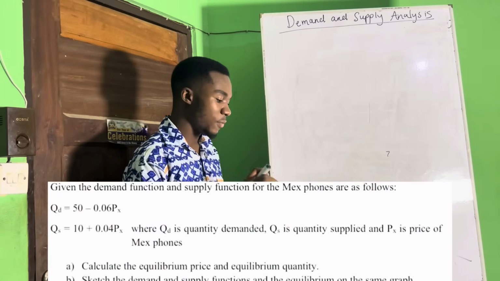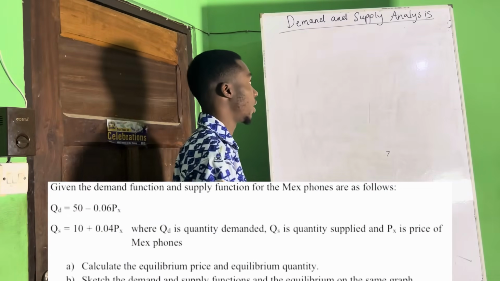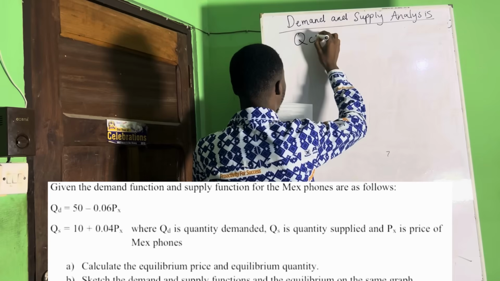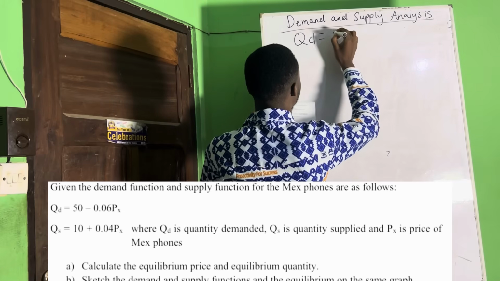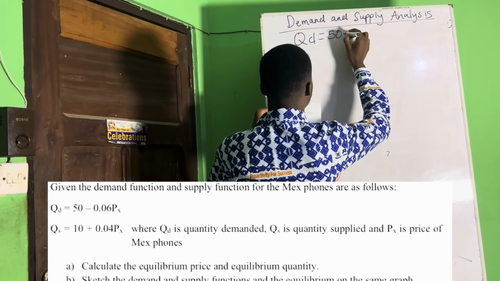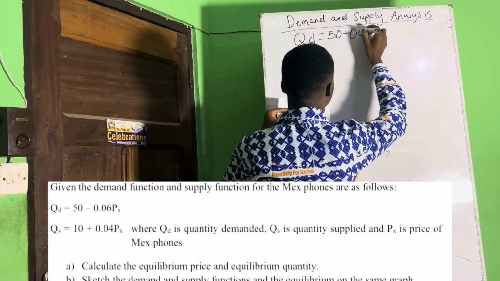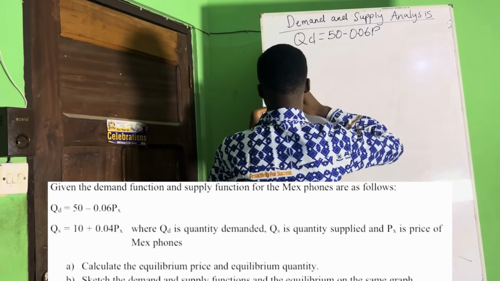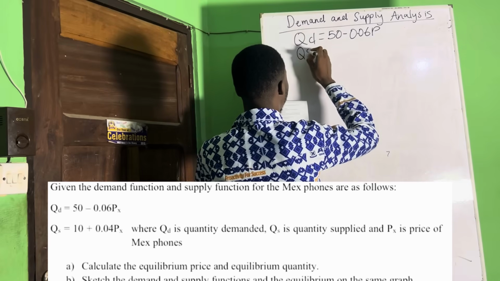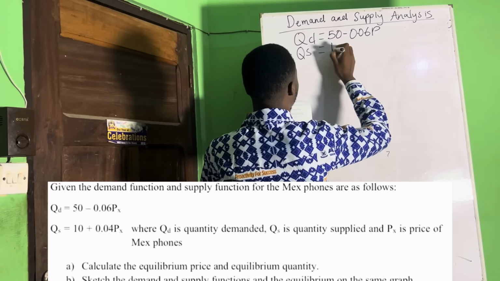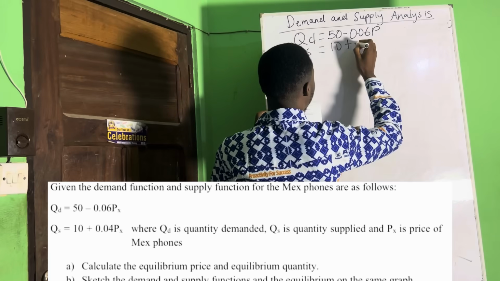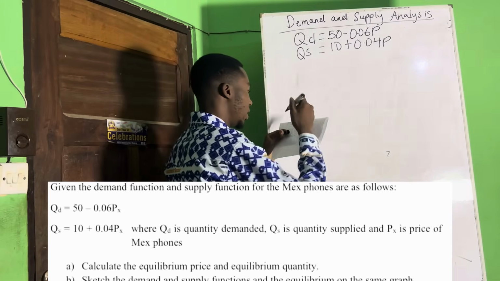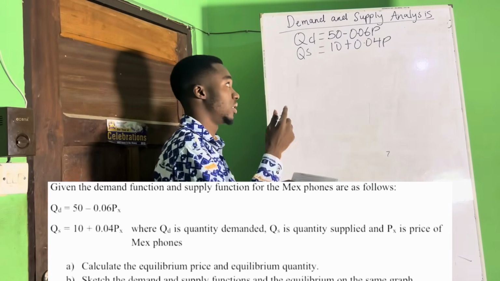So now, they gave you a demand function and a supply function. So let me write it on the board. So for the demand function, we have QD is equal to 50 minus 0.06p. Then for the supply function, we have QS is equal to 10 plus 0.04p. It is Px. You see a small x there, but you can decide not to bring it. The p is the most important thing.